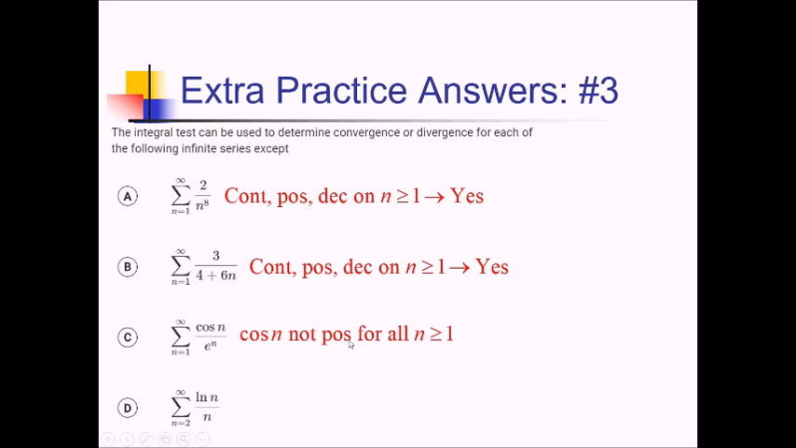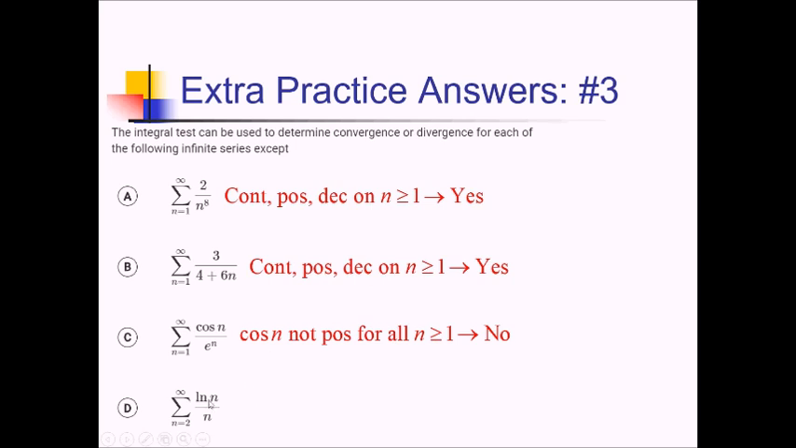Because cosine's not positive for all n greater than or equal to 1, the integral test cannot be used to talk about convergence or divergence for this series. So this is looking like our answer right here because it's the only one so far that can't be used with the integral test. But let's take a look at choice D just to really satisfy ourselves here.